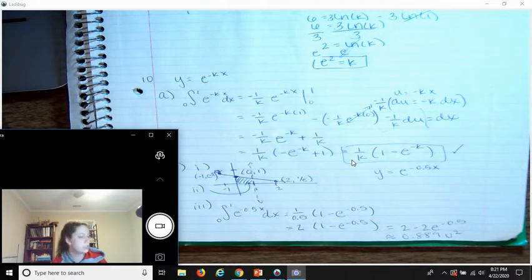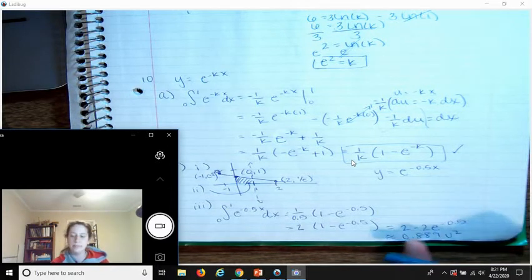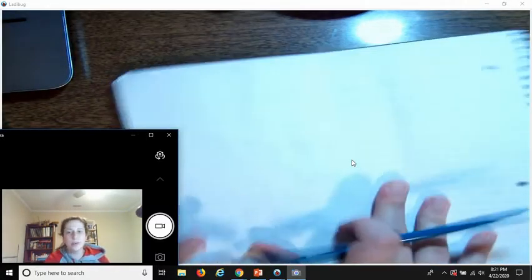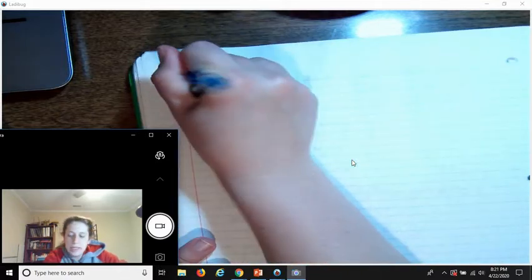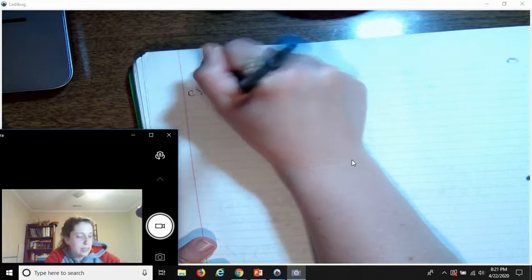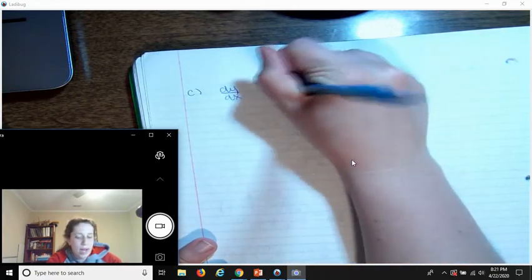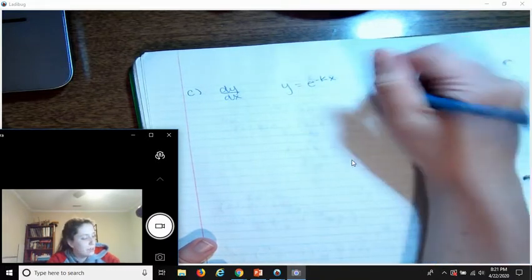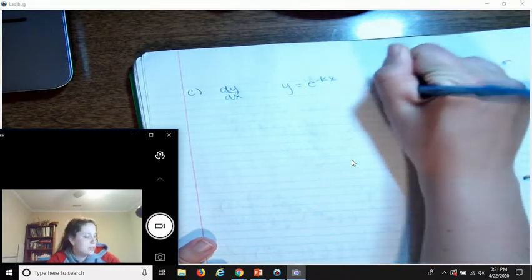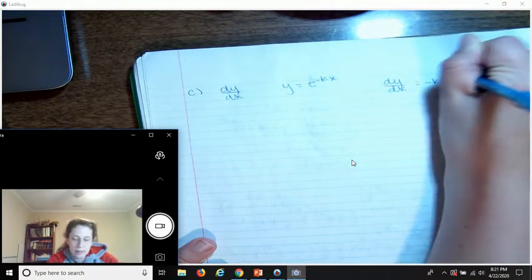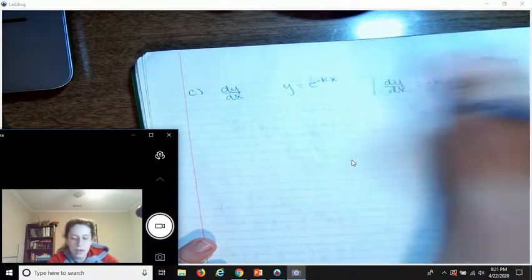Okay. All right. So that's number 10, parts A and B. And we need C. C wasn't hard though, because you didn't have to do parts 2 or 3. So for part C, it asks you to find dy/dx in terms of k, where y is equal to e to the negative kx. This isn't so bad. dy/dx is just going to be negative k e to the negative kx. Okay, there you go. That's it.